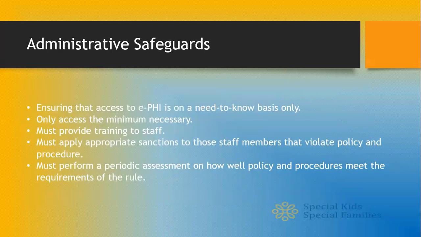So administrative safeguards is ensuring that access to ePHI is on a need-to-know basis only. It's also only accessing the minimum necessary. You must provide training to staff. You must apply appropriate sanctions to those staff members that violate policy and procedure, as well as perform a periodic assessment on how well policy and procedures meet the requirements of the rule.